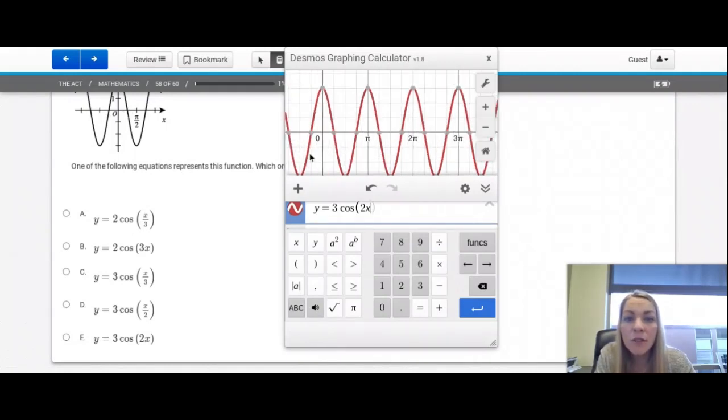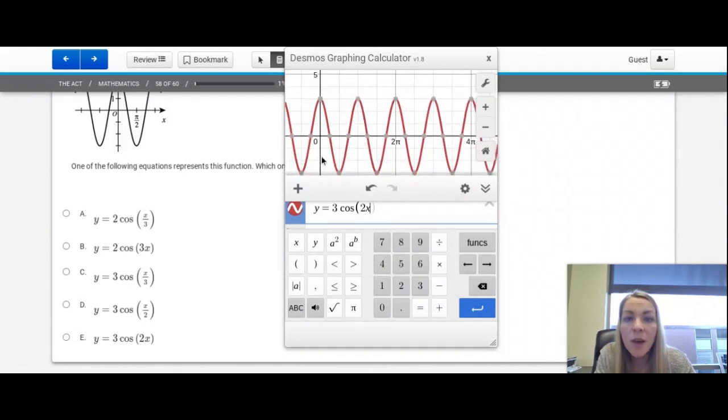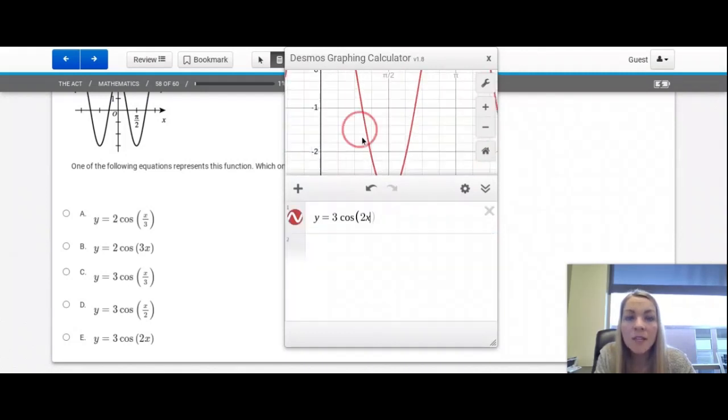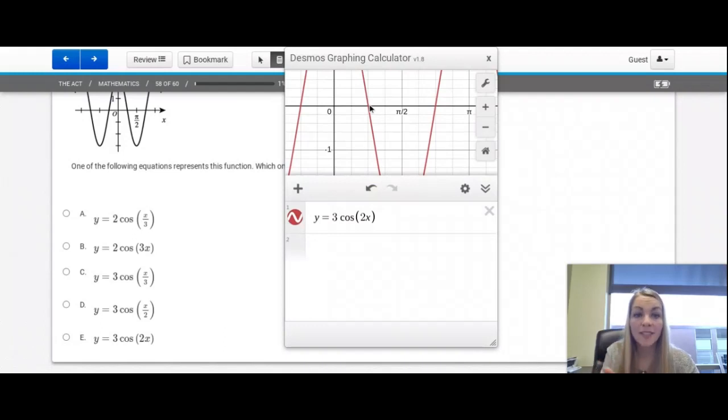I'll zoom out just a little bit. Okay, so you can see that 1, 2, 3. Come back in and zoom in. And we can see that it's crossing the x-axis and coming down right before the pi over 2. So it looks like this is option E.